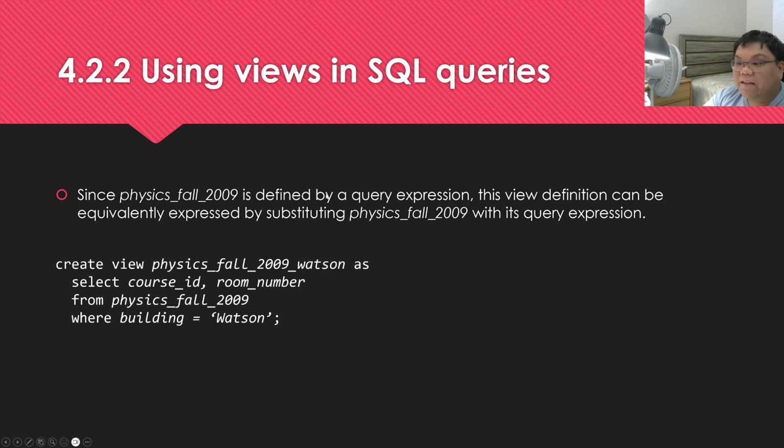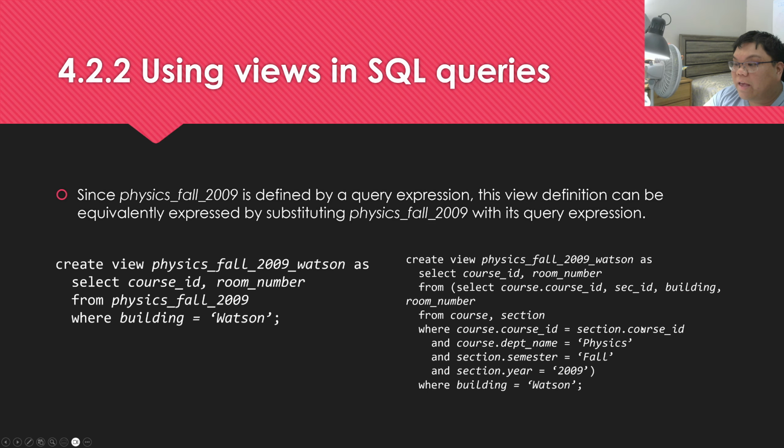Since Physics Fall 2009 is defined by a query expression, this view definition can be equivalently expressed by substituting Physics Fall 2009 with its query expression. So, the point of expressing views in terms of other views is, well, this is just easier to read. Since we have one view already defined, we can use it as a definition for yet another view. So, really, this is a simplified version of this. These two are the same, but one's easier to read than the other.